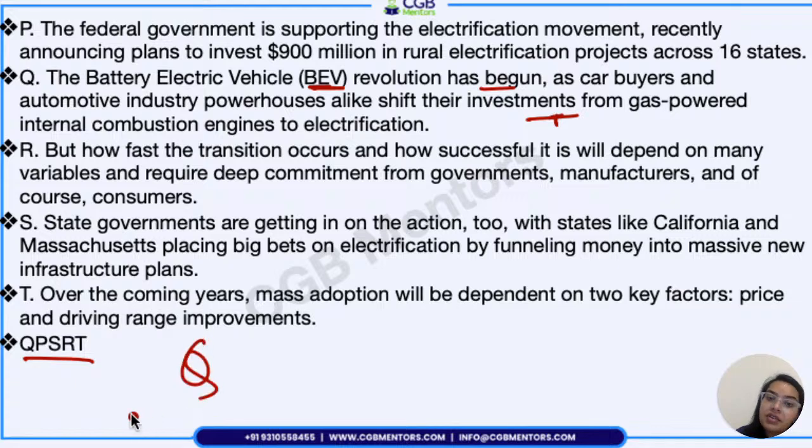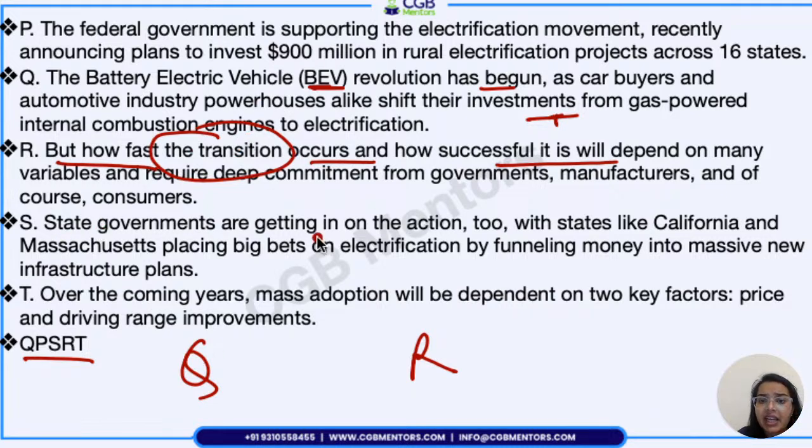Definitely Q is your first. But how fast the transition occurs, how successful it will be, it depends on A, B, C, D. R is contradicting. So whatever will be before R, it will be in support of this revolution coming.